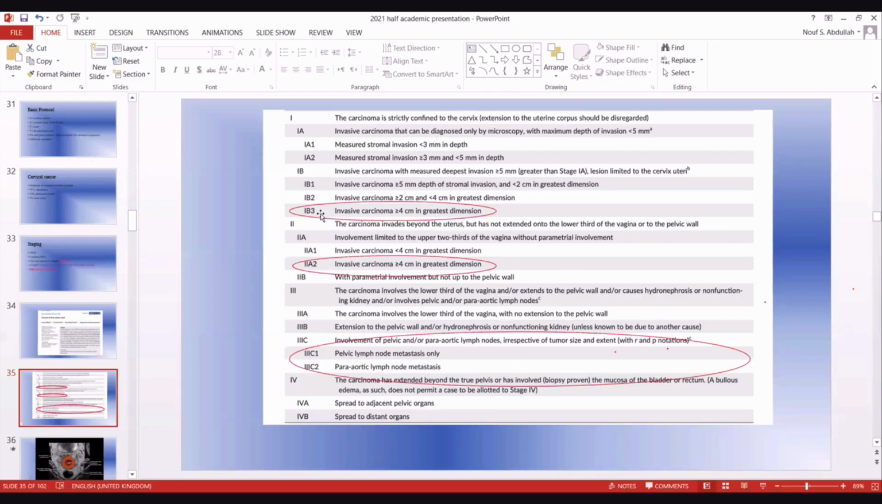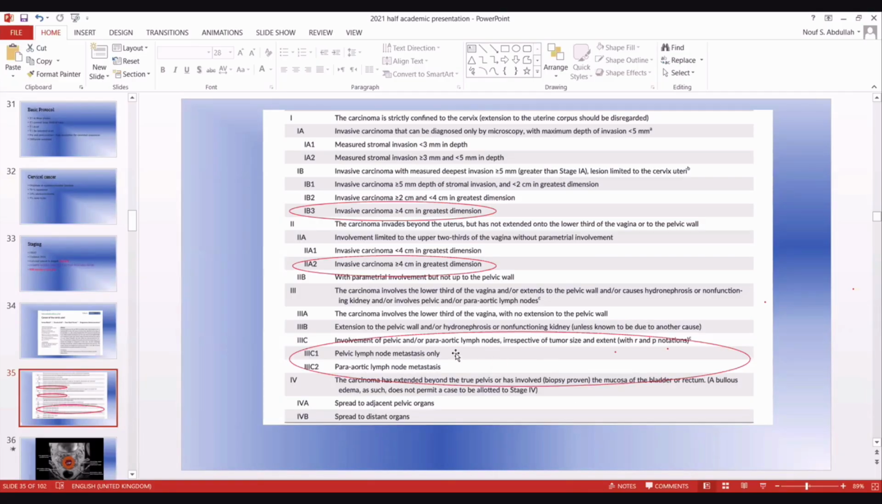Whenever you have a mass in the cervix that is measuring more than 4 centimeters, this is important. Why? Because the staging will be 1B3. However, because the lesion is more than 4 centimeters, it will be non-surgical. The patient will go for radiotherapy. So keep in mind, size of the cervical mass is important because it does change the management. So anything bigger than 4 centimeters, it is considered stage 2A2.